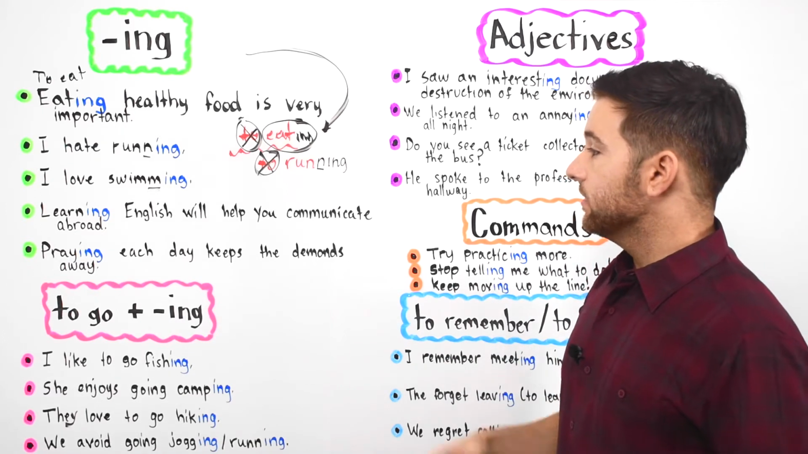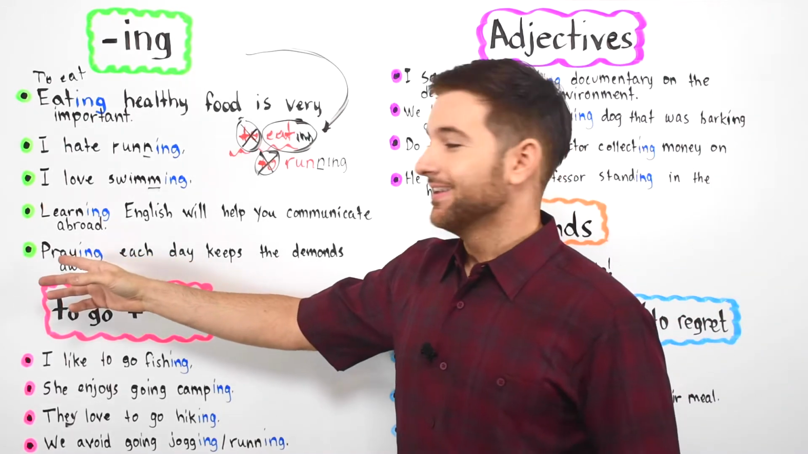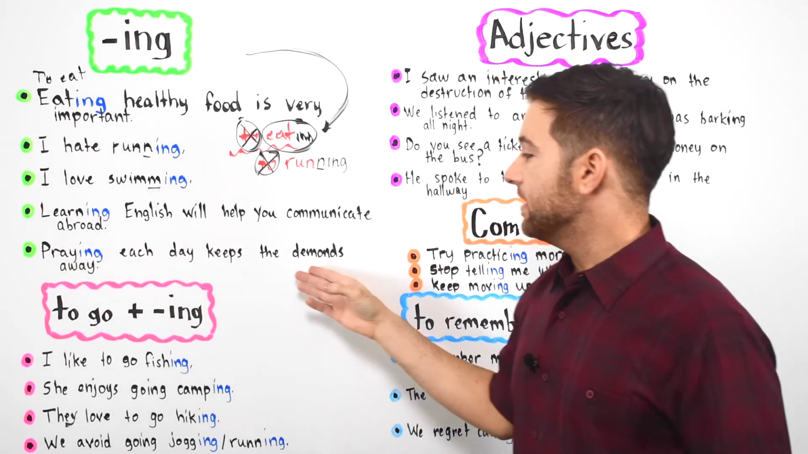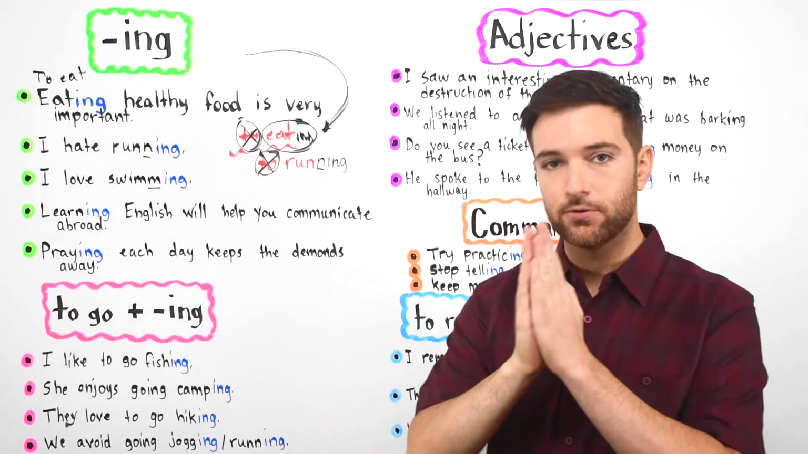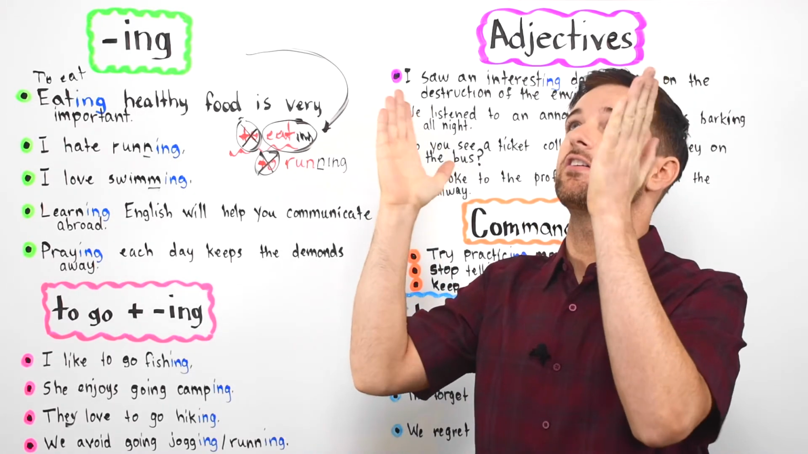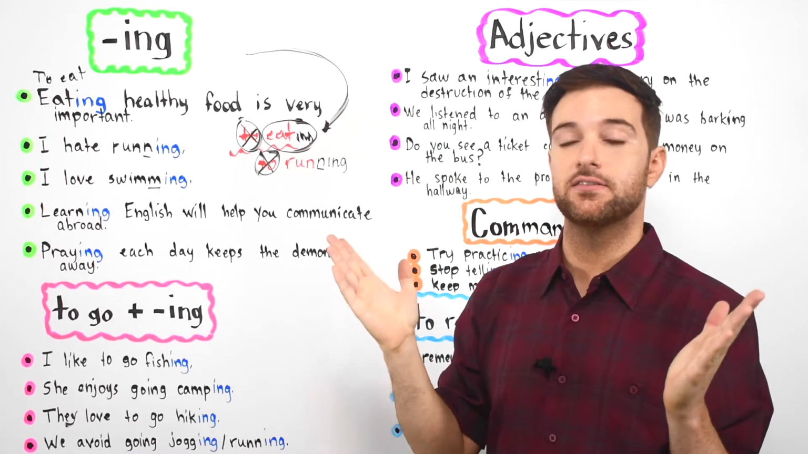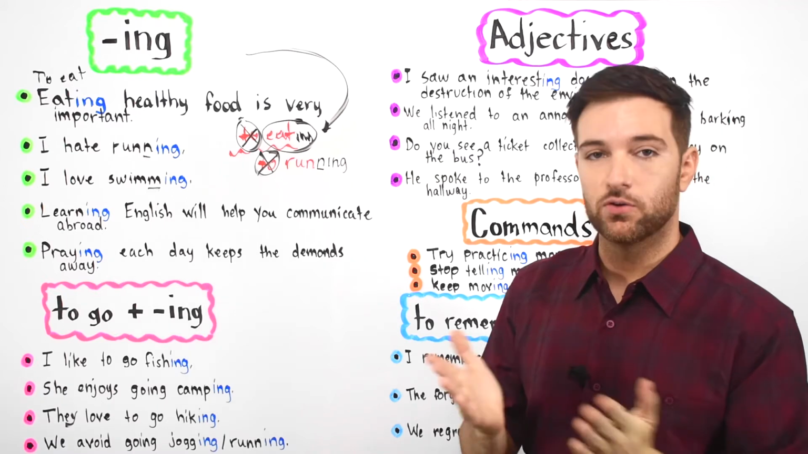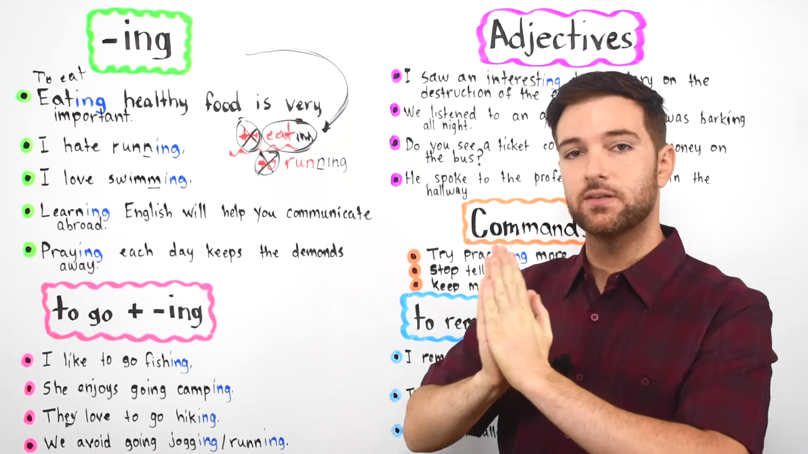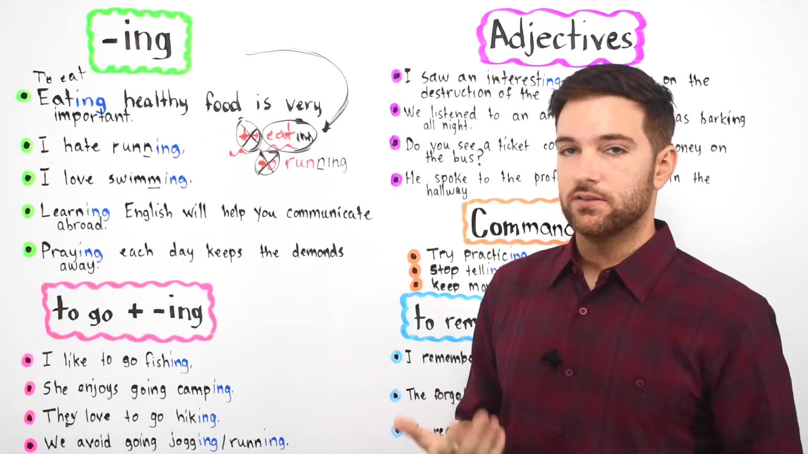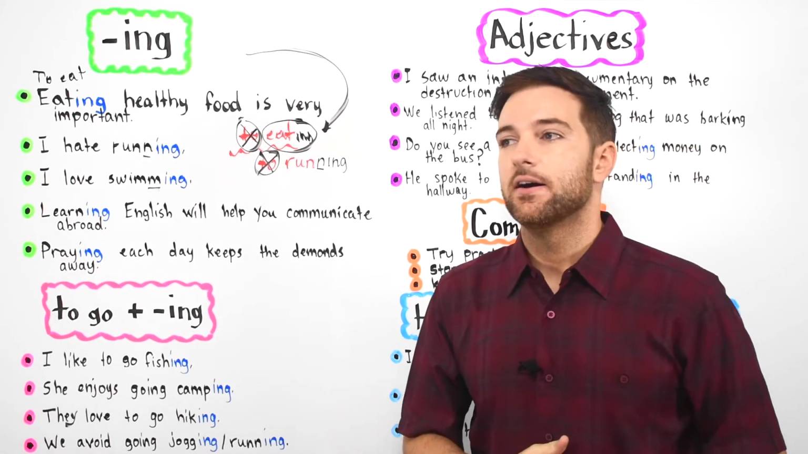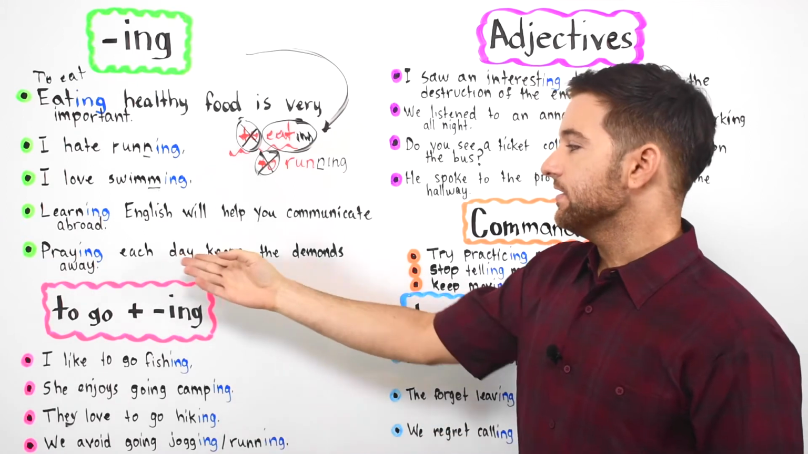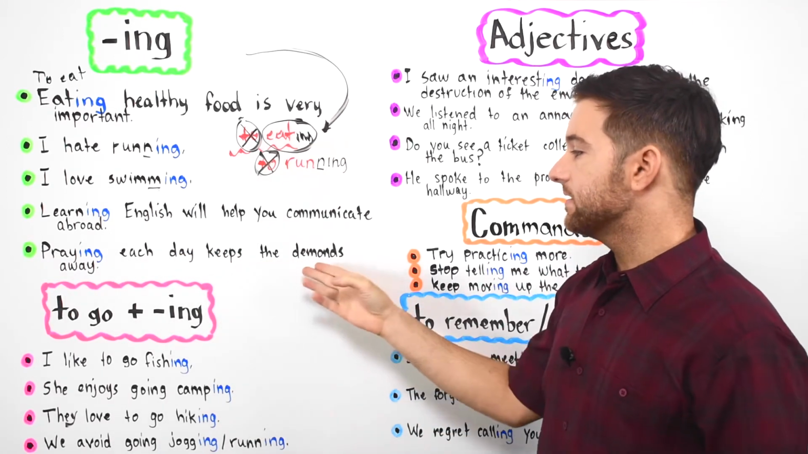So let's go ahead and look at the next one. This one is funny. It says, praying each day keeps the demons away. Praying comes from the verb to pray, like when you pray to God, or to gods, or whoever you pray to. This is to pray when you talk about how you feel to those higher in power. Praying each day, so every day, keeps the demons away.